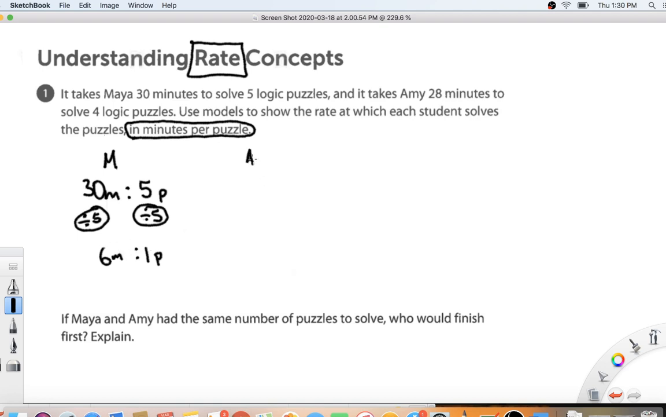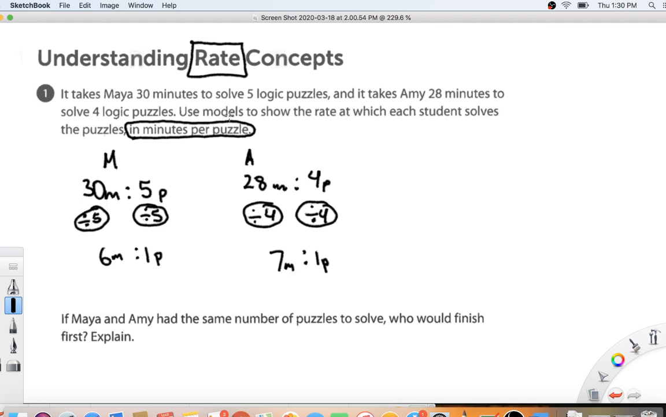Now let's find out how much it takes for Amy. Amy has 28 minutes to 4 puzzles. Now we need to make it per puzzle. We need to make this 4 into a 1. How do you make the 4 into a 1? You divide it by 4. And we're going to do that to both sides. Now for Amy, we have 1 puzzle, and 28 divided by 4 gives us 7. So that means Amy can do 1 puzzle in 7 minutes. Now we have our minutes per puzzle ratio here.